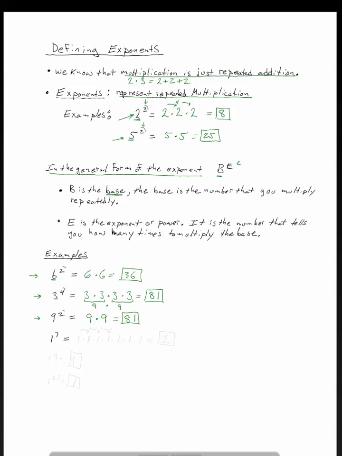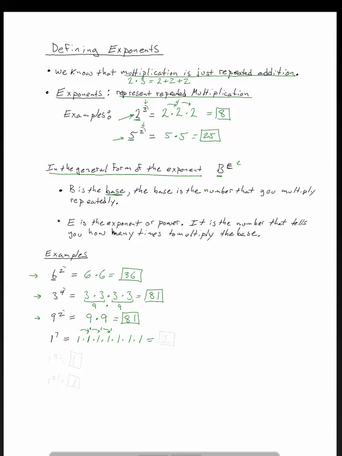And in our final example, we have 1 to the power of 7. So that means I want to multiply 1 by itself 7 times. So 1, 2, 3, 4, 5, 6, 7. Now, I really don't need to do the multiplication out too far because I know 1 times 1 is 1, and 1 times 1 is 1, and 1 times 1 is 1.